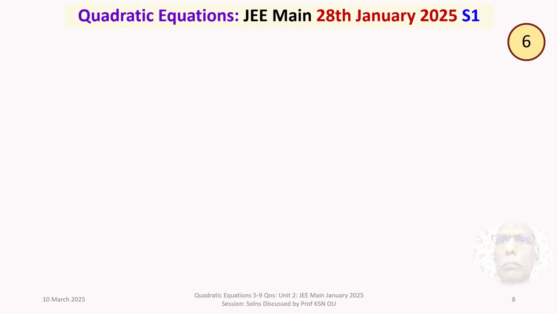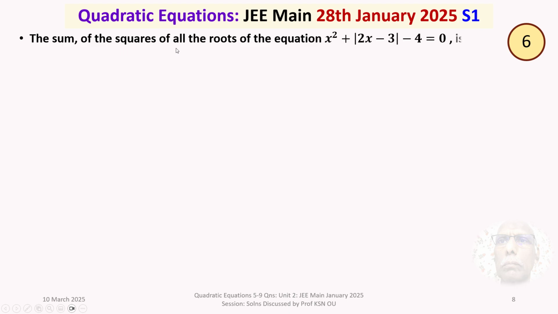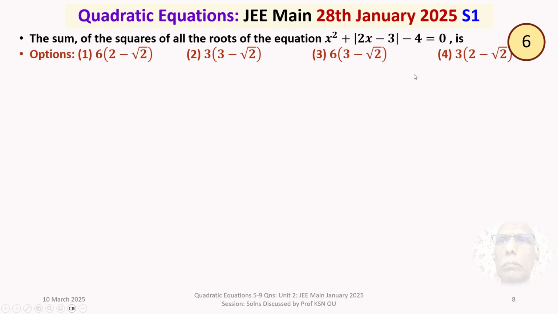So that is question number 6. This question has appeared in the JEE Main examination held on 28th January 2025 in the morning shift. The given question is: the sum of the squares of all the roots of the equation x square plus mod of 2x minus 3 minus 4 is. We are given 4 options. Right. Let's now discuss the solution of the problem in detail.